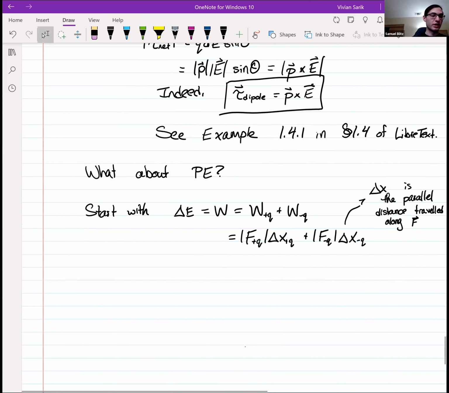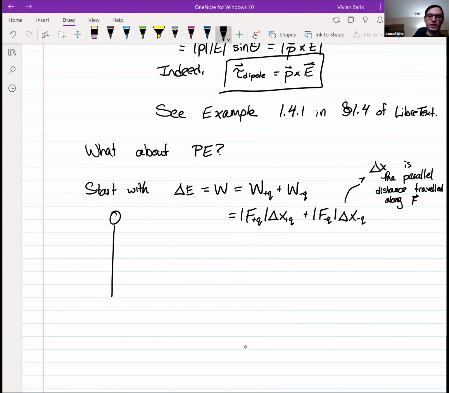So let me just draw a picture so you can see this. Let's start off with the vertical orientation. In this electric field, which points this way, the torque that it will experience will cause it to rotate to be like this, right? So the distance traveled is this distance here, where, say, this angle is theta. So this distance would be d/2 times cosine of theta. So that's just what our delta x plus q and delta x minus q are going to be. And the forces we already figured out, it's just q times E.